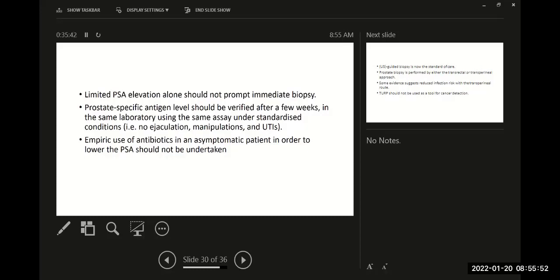We ask Dr. Jim, what about the AUA guidelines on this? If the PSA is raised, should we give antibiotic to reduce that PSA and then repeat or not? Should we be doing this practice?